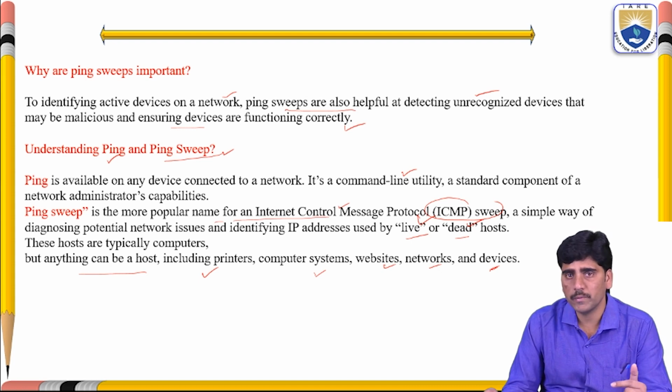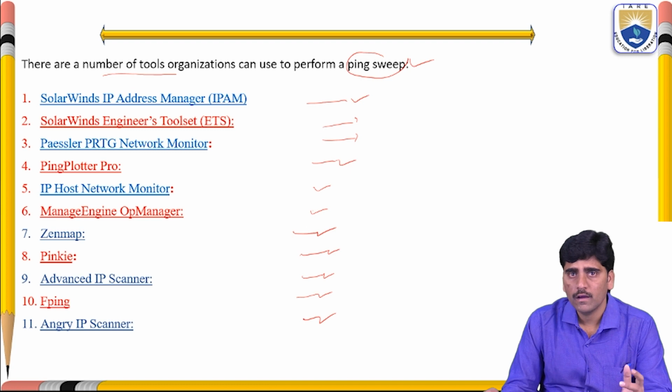And the difference between ping and ping sweep: ping displays only whether the target system is alive or not, but ping sweep displays whether all the systems in contact with the target are alive or not. Some tools that perform ping sweep operations are SolarWinds IP Address Manager, SolarWinds Engineer Toolset, PRTG Network Monitor, PingPlotter Pro, IP Host Network Monitor, ManageEngine OpManager, Nmap, Pinkie tool, Advanced IP Scanner, fping, and Angry IP Scanner.